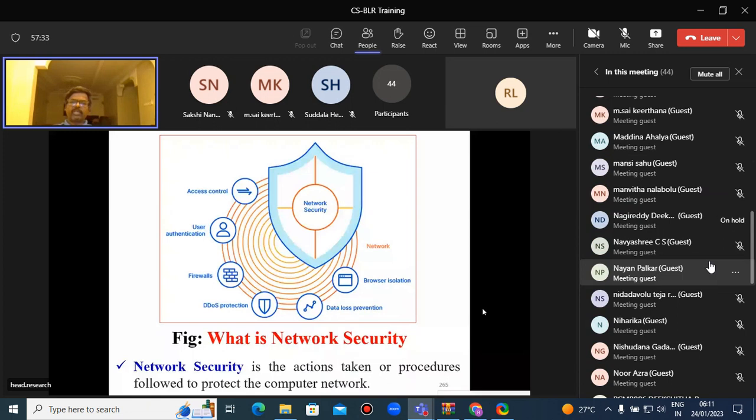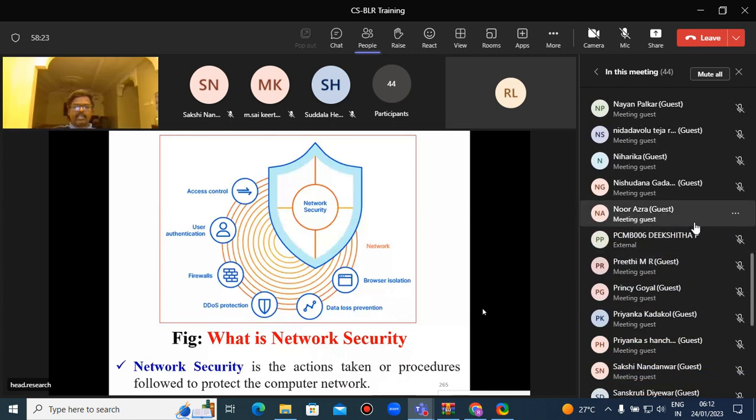Browser isolation. Whenever you are using a browser like Mozilla Firefox, Google Chrome, or Opera, through that browser you will get chances of attacks by network level viruses and network level threats. Then data loss prevention. So how do you protect the data with the help of various tools and techniques? Then DDoS protection, distributed denial of service at the network level. You can take a successful network example, how you are protecting the data at the network level by using firewalls or tools and techniques. A firewall is software to protect data at the network level. That is called a firewall.